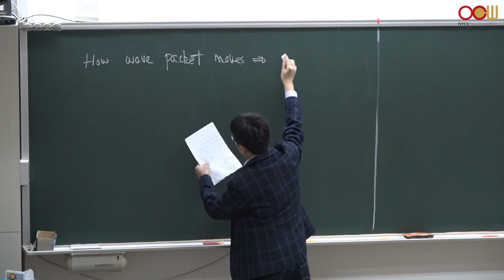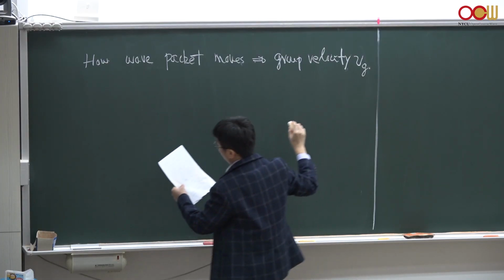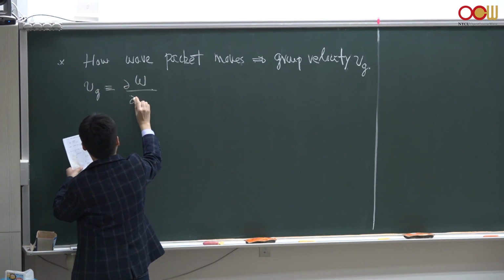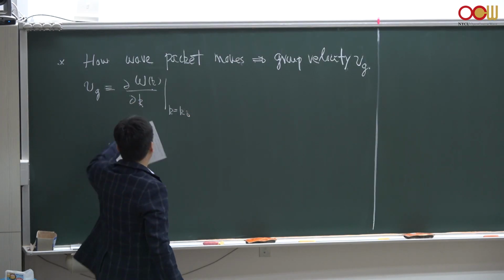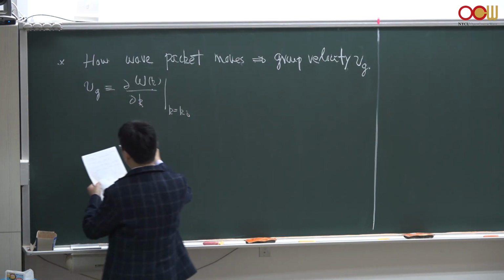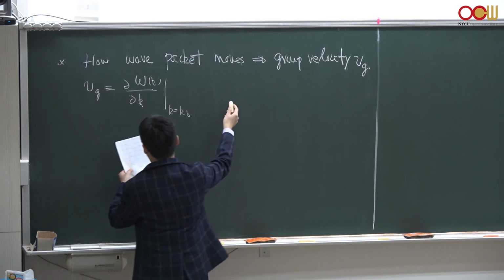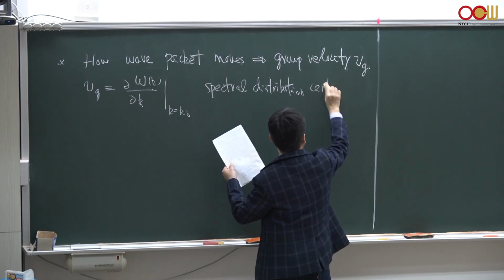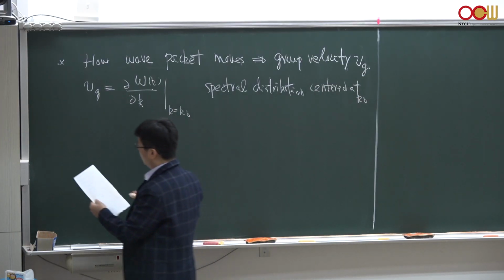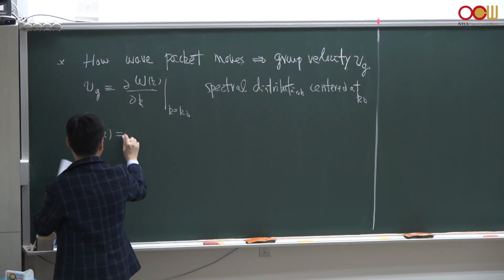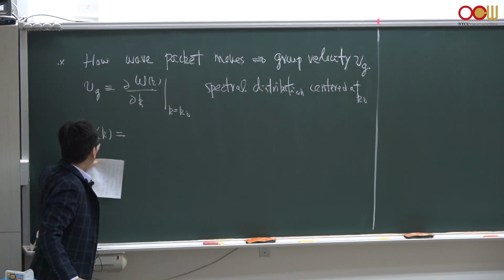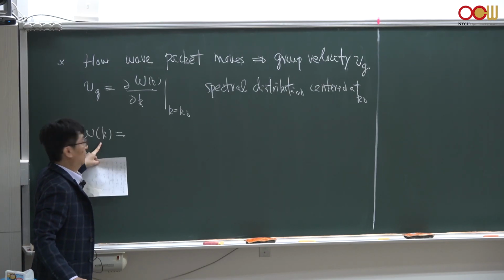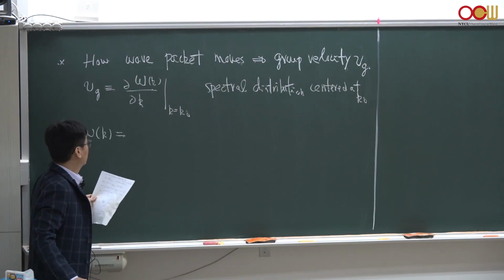It moves by group velocity, Vg, and Vg is defined as the derivative of this frequency with respect to wave number k. And in general, because of this spectral distribution, which is centered at k0, we could just Taylor expand this frequency as a function of k, because we know that for each wave number k, we may have a different amplitude associated with that.